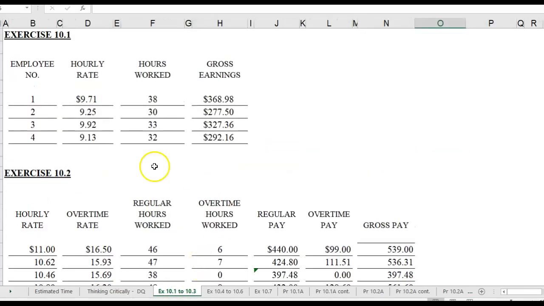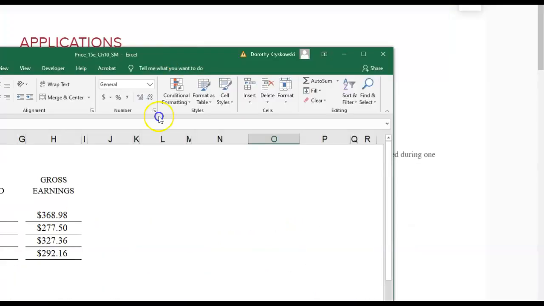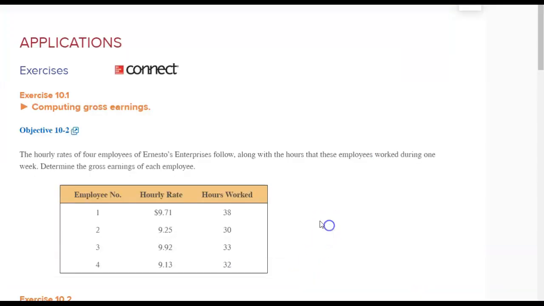You're just going to throw in the hourly rate times the hours worked and give you gross earnings. That's without taking out any taxes yet. 10.2 is just going to be math as well.